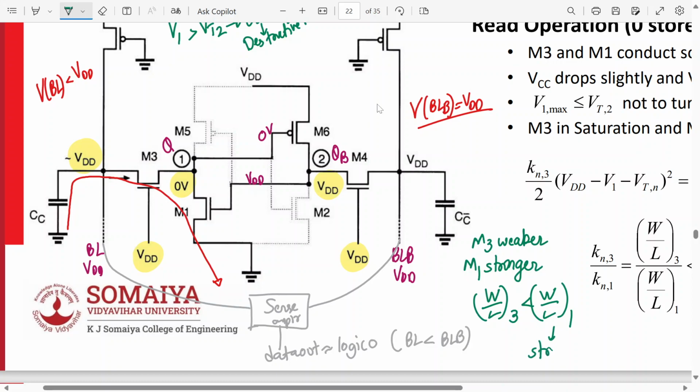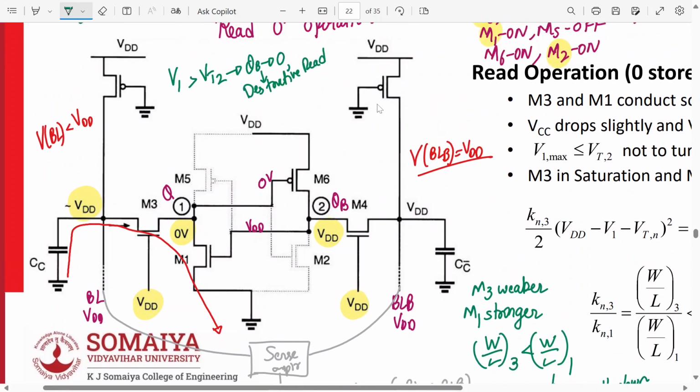That means make a stronger pull down. Yes or no? If you do this, then there is no chance. Maybe some charges are stored, but this will pull it down. So it will not allow this condition to occur. This condition will not come at all, because M1 is stronger and will pull it down very, very fast. So read access also will be faster, and this destructive read condition will not be allowed.